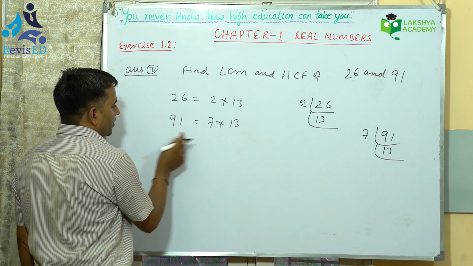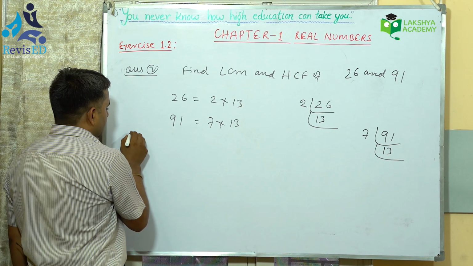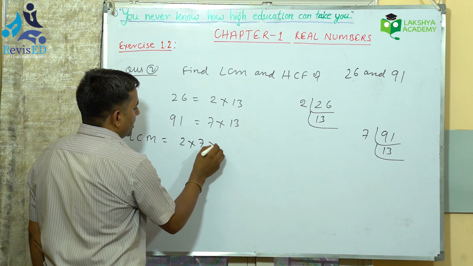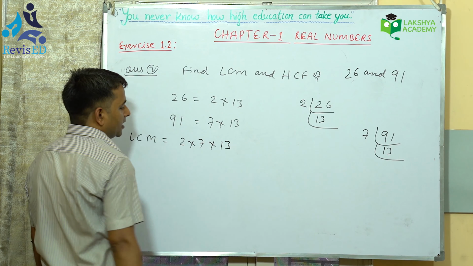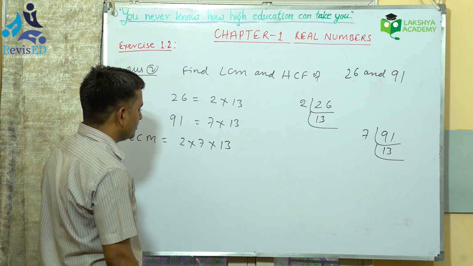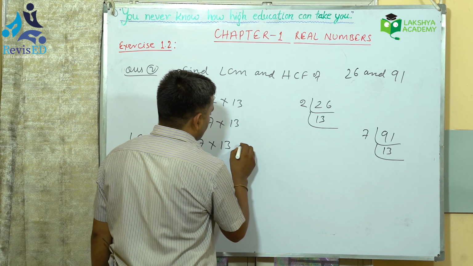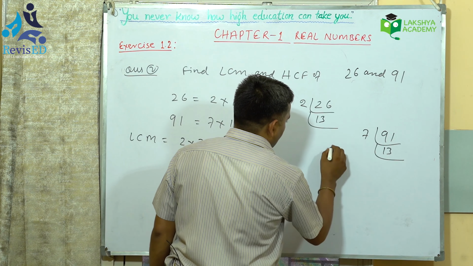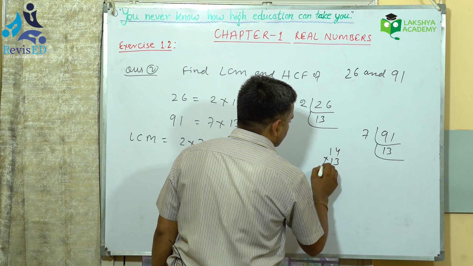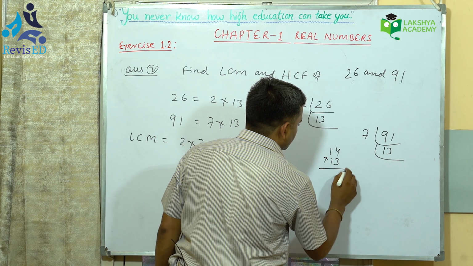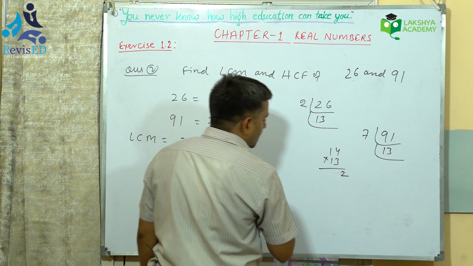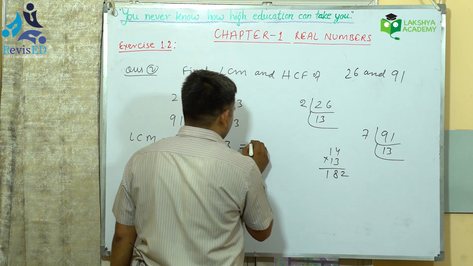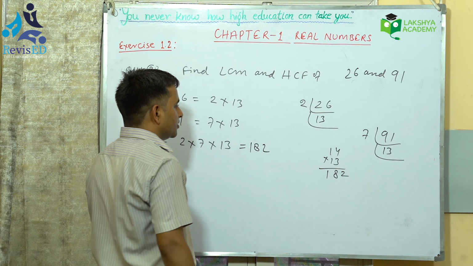To find the LCM, we will take all the factors. So the LCM is 2 into 7 into 13. We can find the product and write down the LCM. The product is 14 into 13. 13 fours are 52, 2, 5, 182. So this is 182.